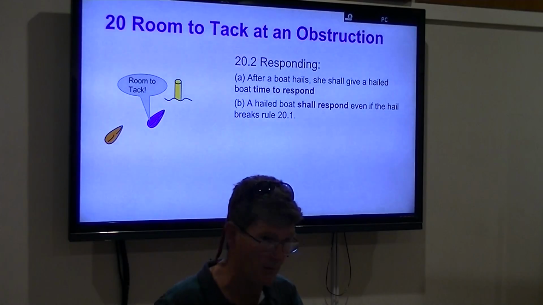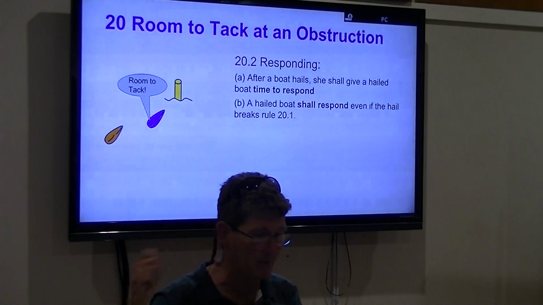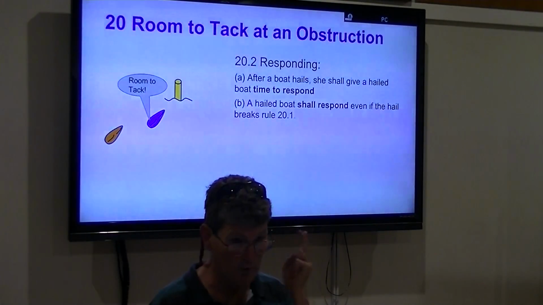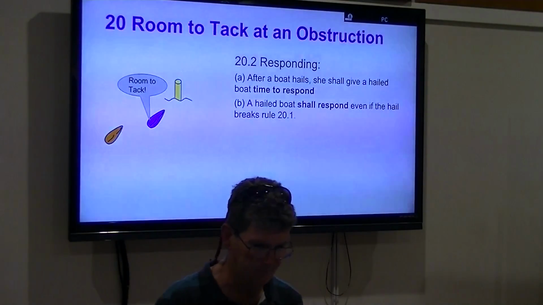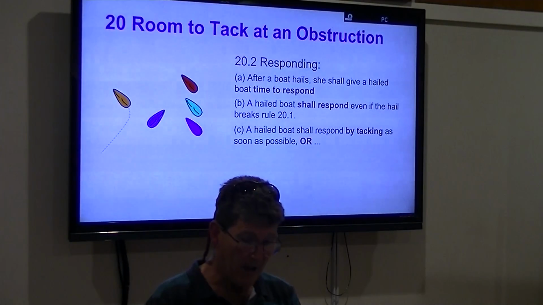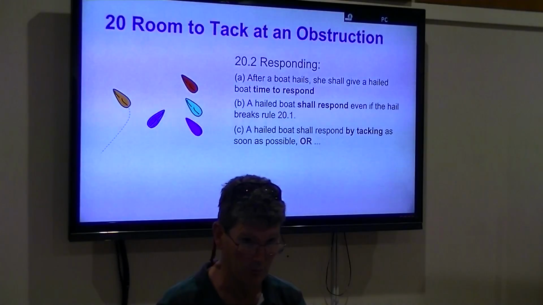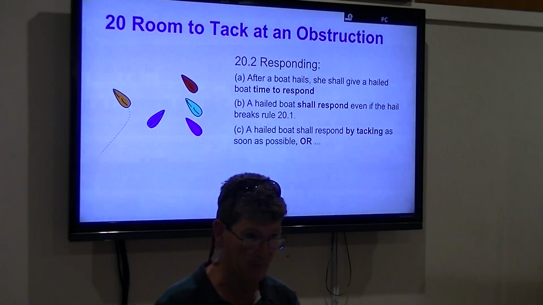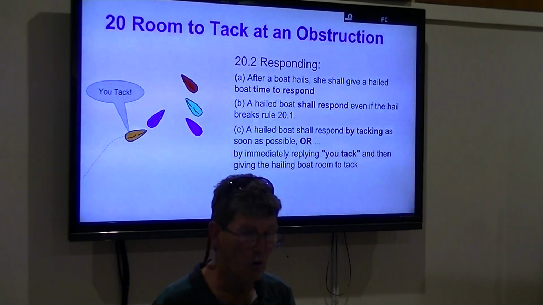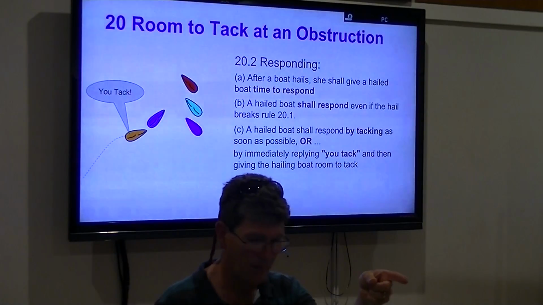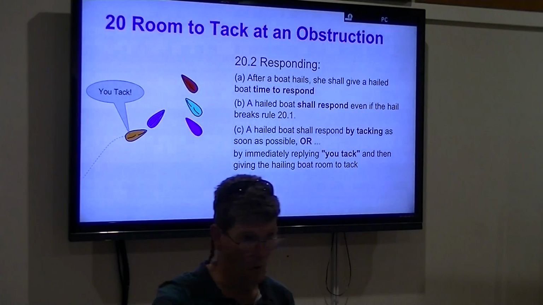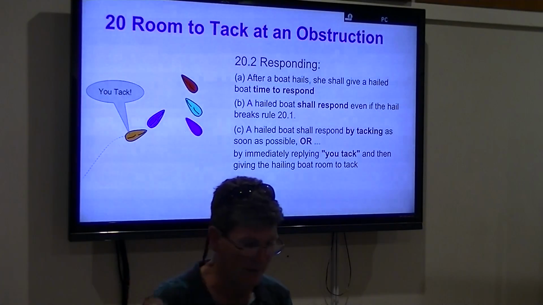If you don't agree, protest at the same time and take them to the room for breaking 20.1, but you must respond. And you've only got two responses that you can do. A hailed boat shall respond by tacking as soon as possible, or, so the first response is if someone says room to tack, you've got to tack to give them room, or you can hail back. You tack, and then give them room to do their tack. So you can either tack immediately, or you can say you tack and give them room.